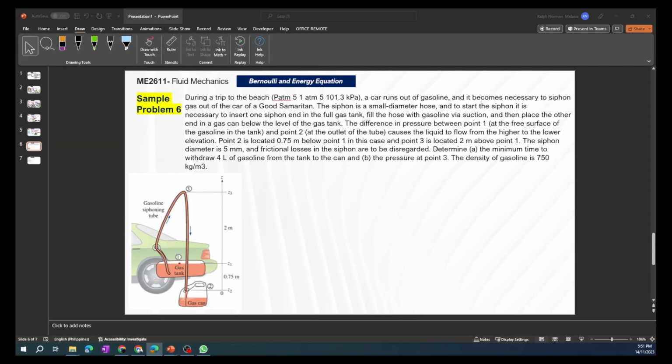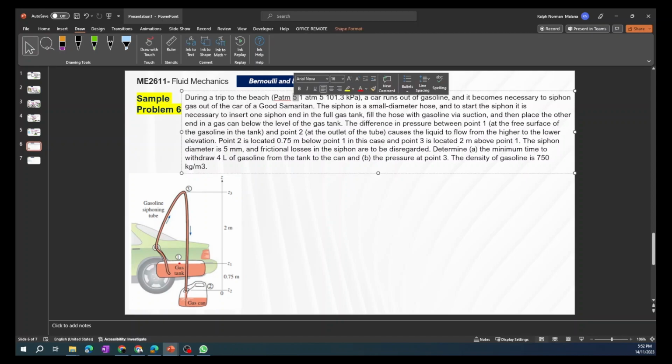Okay, so here we have another example of the Bernoulli energy equation. Here we have to siphon gasoline from a car and then transfer it to our gas can. So let's read the problem. During a trip to the beach, we have atmospheric pressure at 1 atm, or equivalent to 101.325 kilopascals. Okay, and a car runs out of gasoline and it becomes necessary to siphon the gas out of the car for a Good Samaritan.